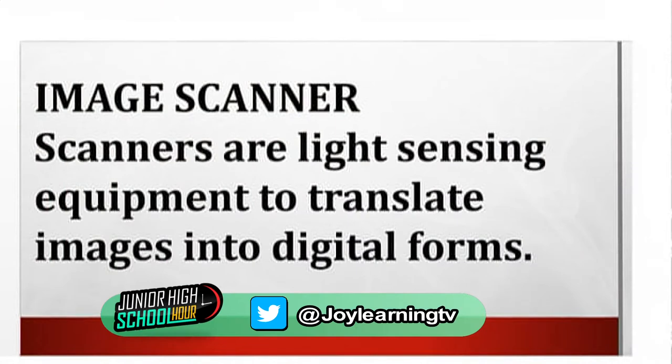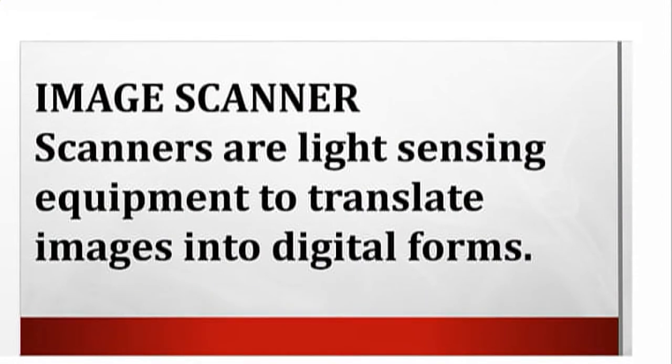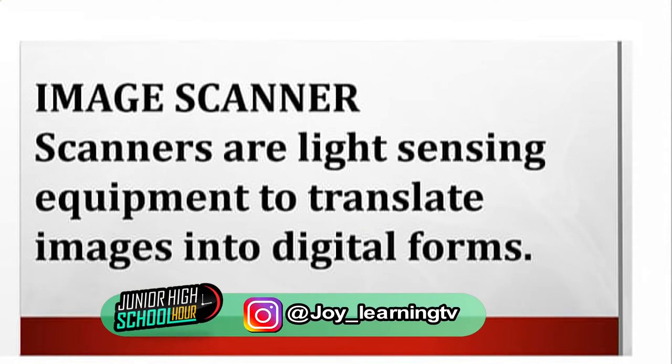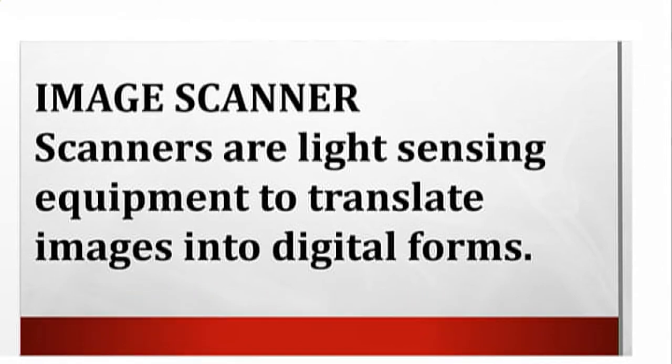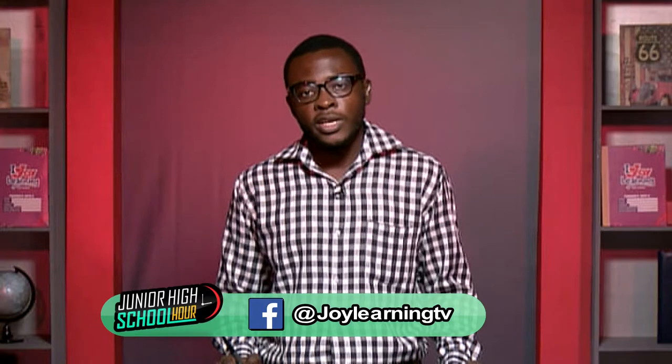Let's look at the next source data entry device. We have the image scanner. Image scanners are light sensing equipment used to translate images. When we're looking at source data entry, we said it scans images, written text, and handwritten text or information on any object into a digital form. Digital form means a form that the computer can use. So image scanners are light sensing equipment that convert images into a digital form.